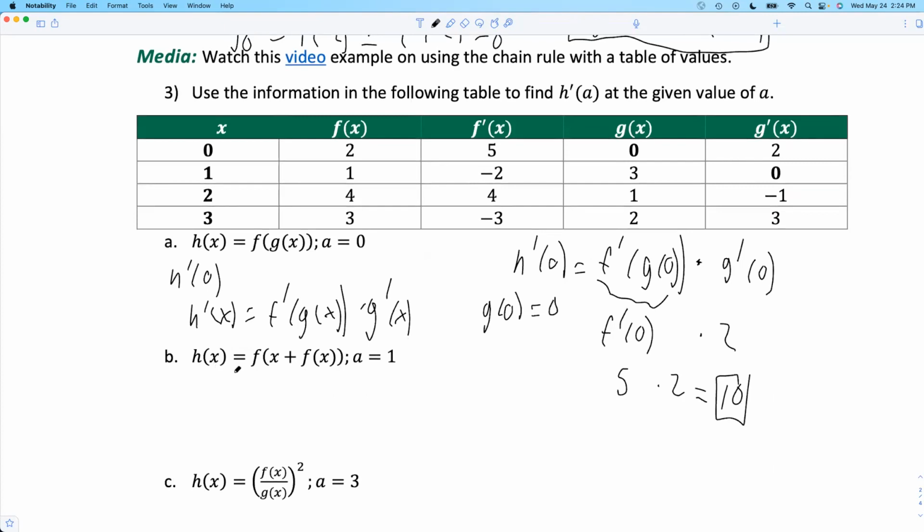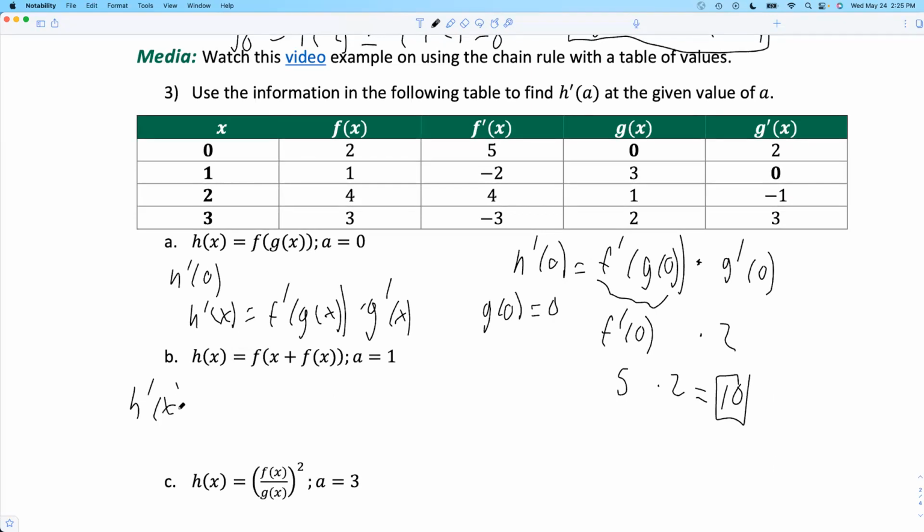Okay, let's take a look at this one. This is a weird one. This one we're going to have to think about because I've got a function inside a function. I'm going to have to use chain rule. Anytime you have a function inside another function, you have to use chain rule.